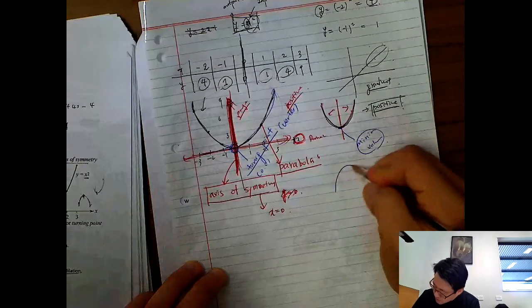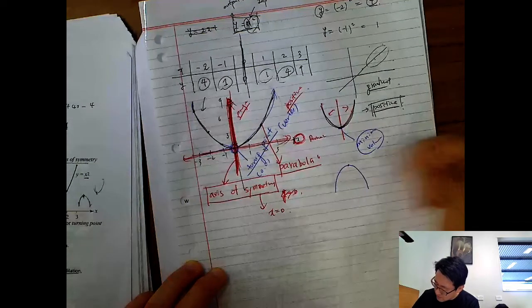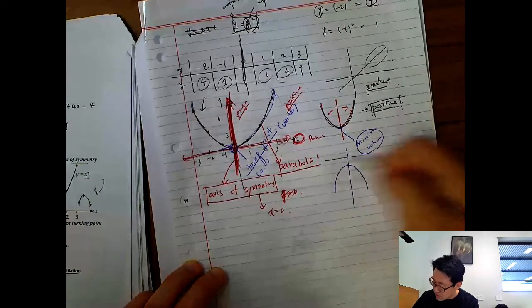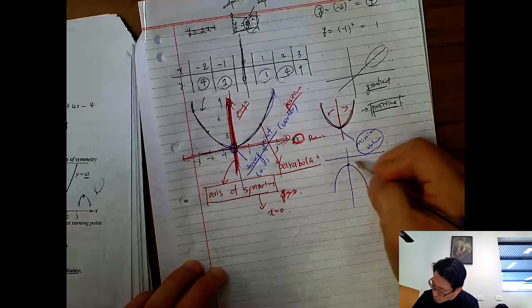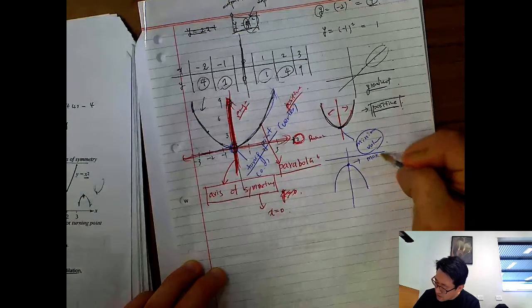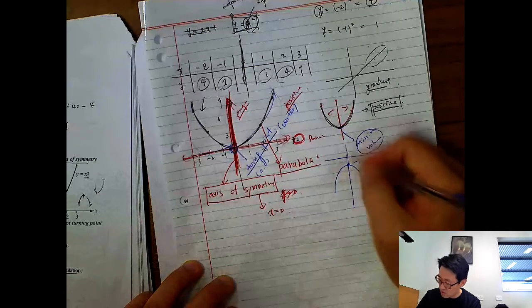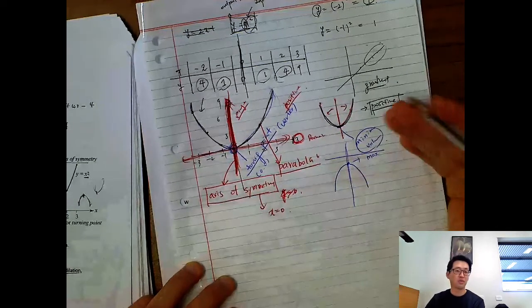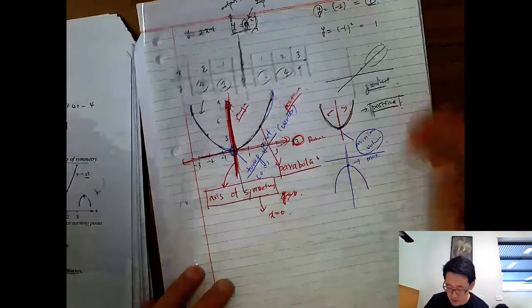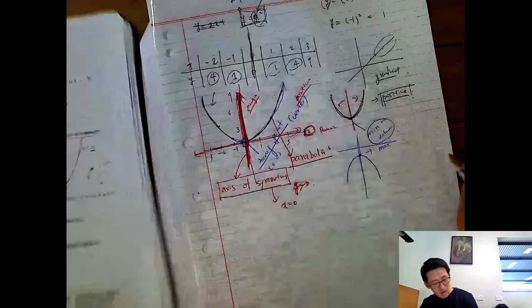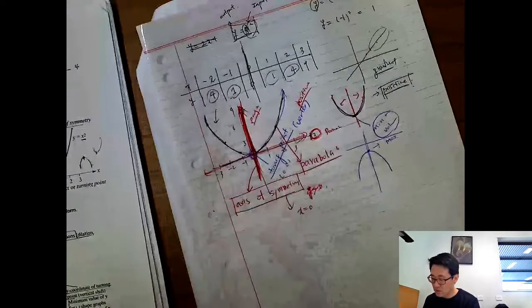If the graph looks like this, that will be the maximum value. That makes sense? Yeah. We just check the y value. It depends on how the graph looks. So we draw that.